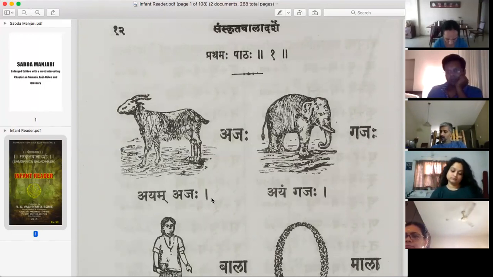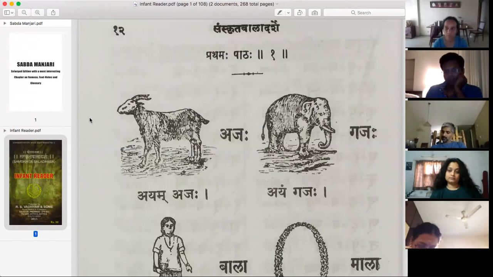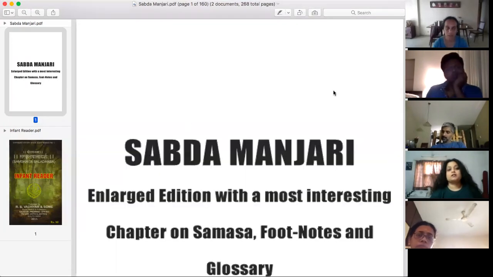So ayam ajaha asti. So verb also has 3 numbers. You have singular, dual and plural in verb also. Asti, staha, santi. It is like this. I'll just show you that.